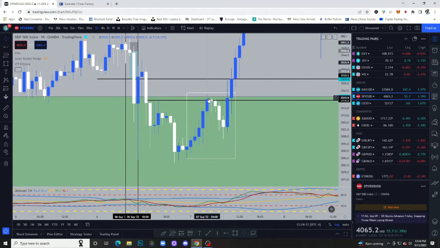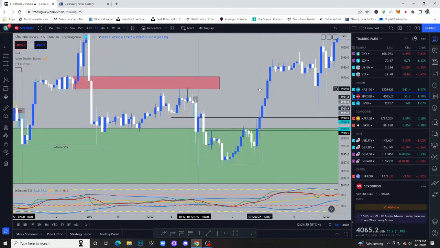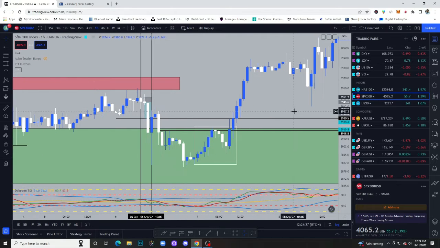And so basically, anticipate a retracement into the dealing range, and then a rally higher. And you can see that's exactly what happened here. And this is what you anticipate. Not saying this is going to happen every single time, but this is what you anticipate.